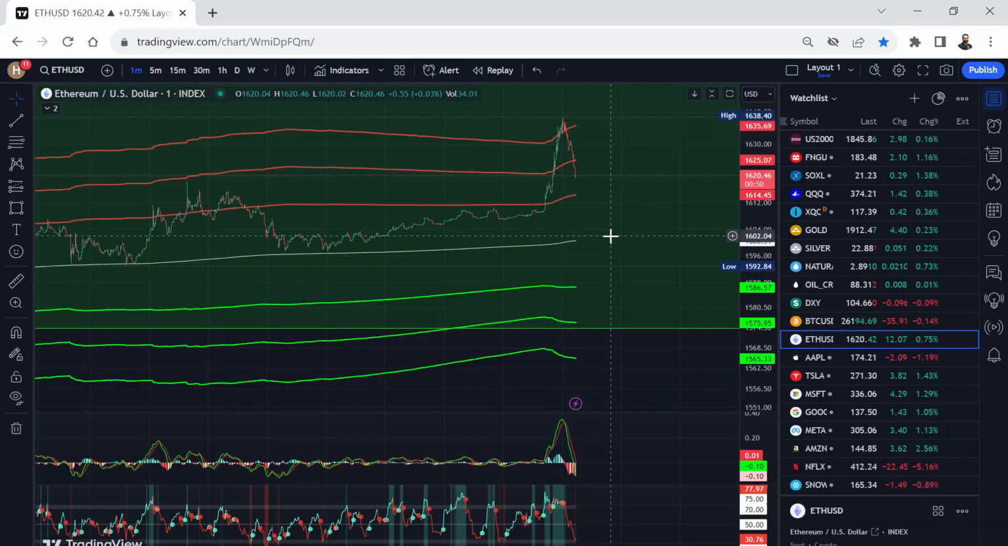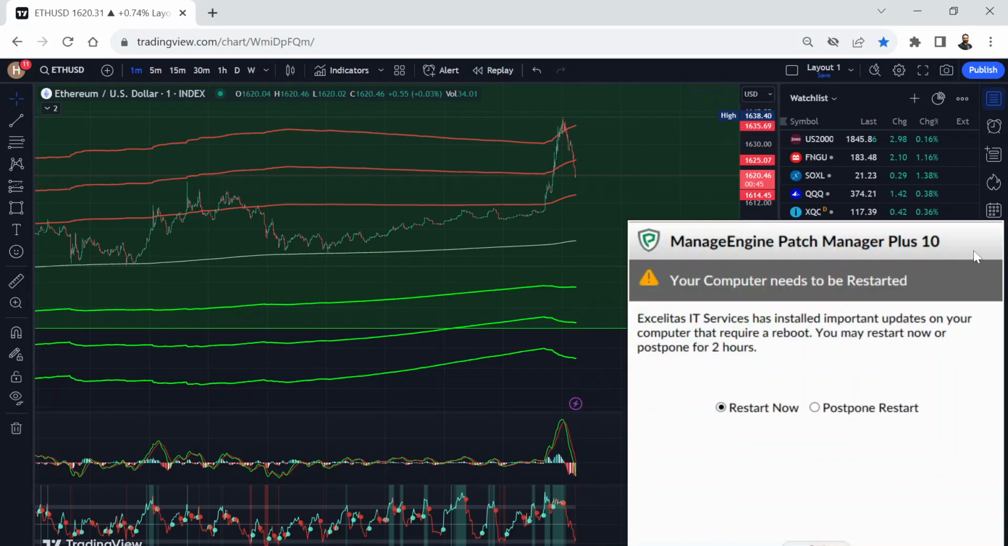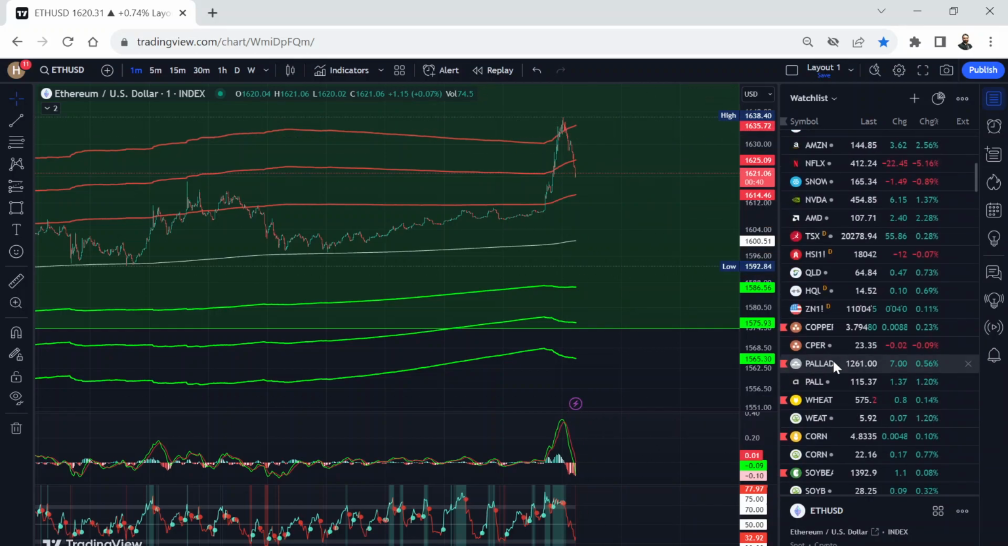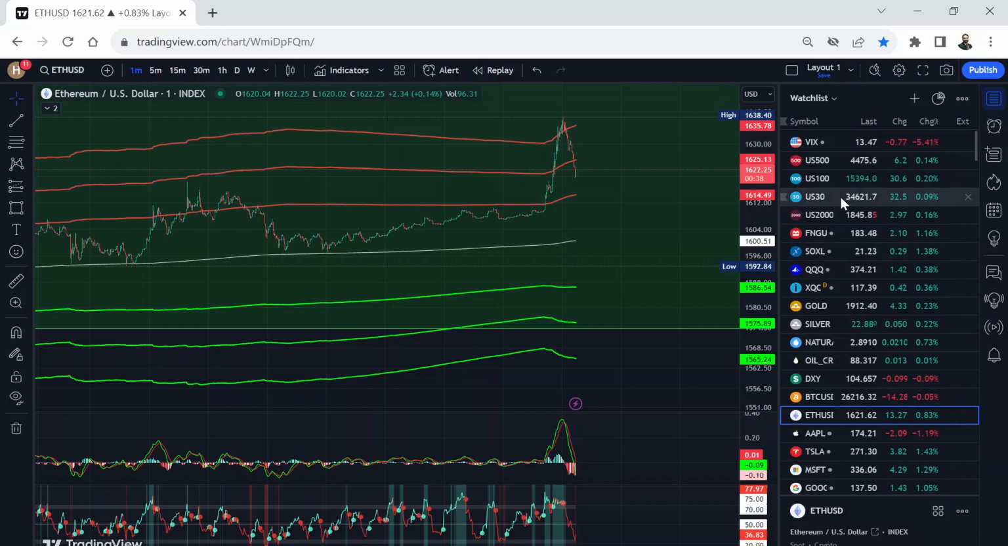Ethereum, look for the buy zone around 1586 and below. Look to buy Ethereum, but this is a perfect area to short, which happened here. And yeah, that's about it, guys.